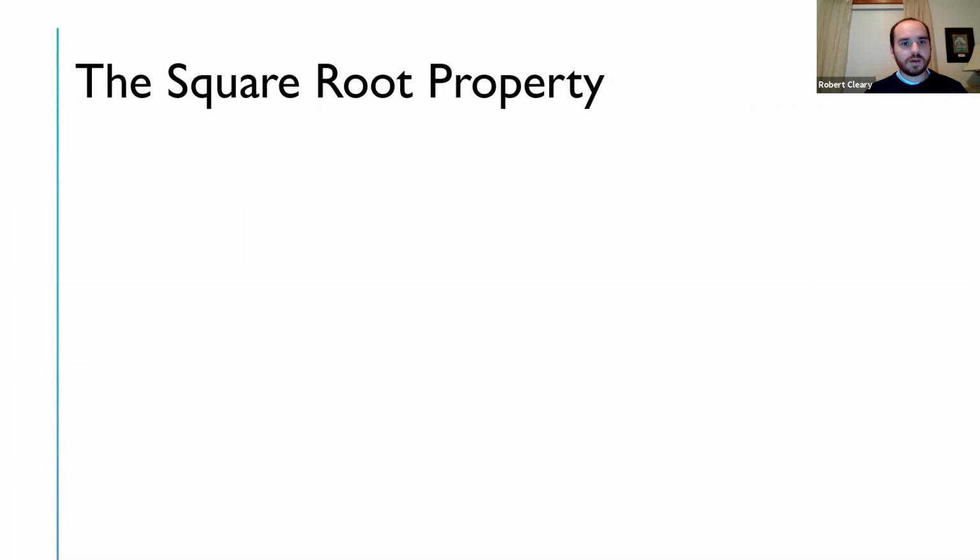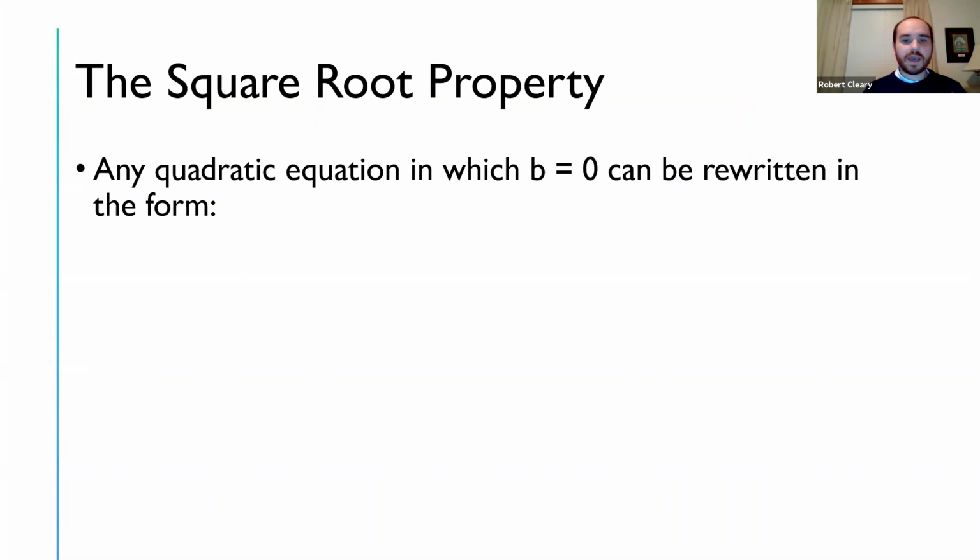I think it's tomorrow. Next thing we want to talk about is the square root property. This sounds all fancy, but it's actually a lot easier than solving normal quadratic equations. Any quadratic equation in which b equals 0, and remember we're talking about ax squared plus bx plus c, can be rewritten in the form x squared equals k. So let's say b equals 0, a equals 3, and c equals 12. When we write this out, we're going to have 3x squared plus 0x plus 12.